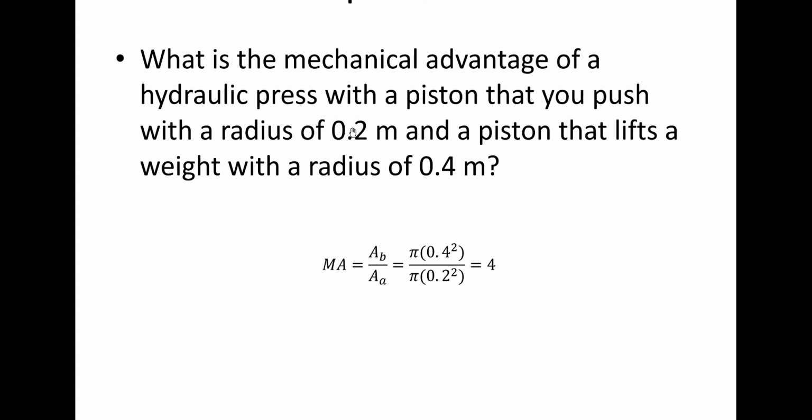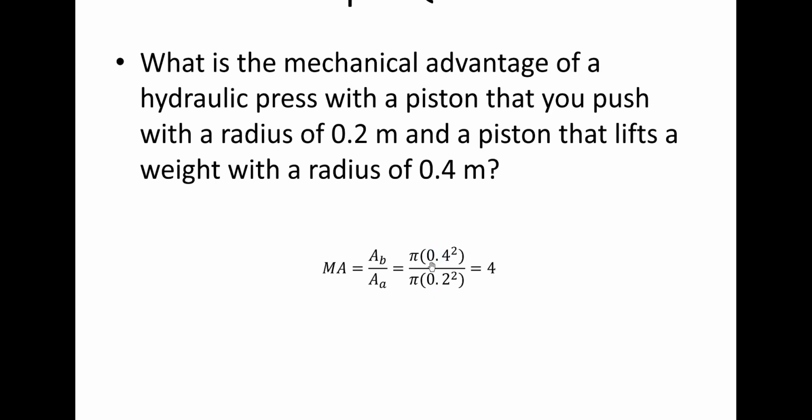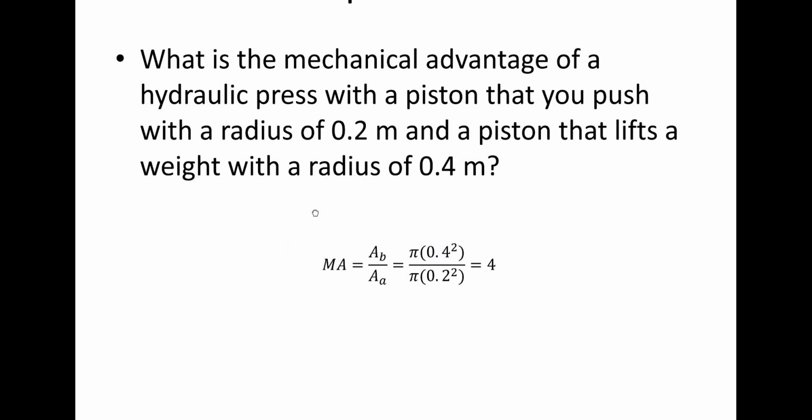Remember, mechanical advantage is always related to the load divided by the effort. In this case, when we say AB over AA, we mean force B over force A, the opposite way. Mechanical advantage for most machines is more than one. That's why you put the higher area over the smaller area. We use area, we don't use radius, because you already know that the area of a circle is equal to pi r squared.